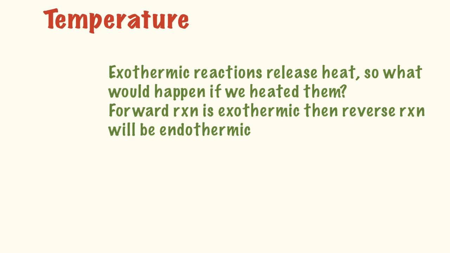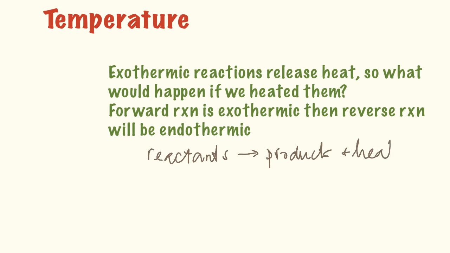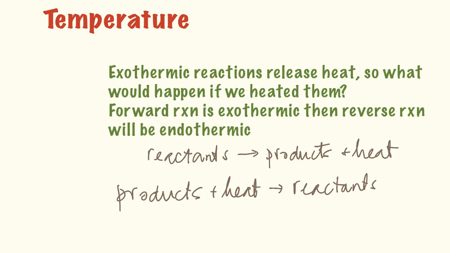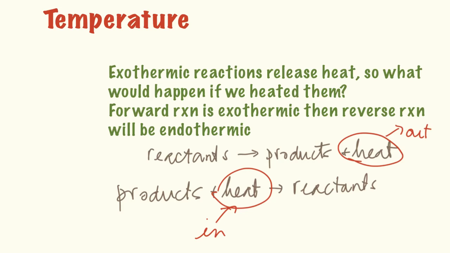We see that our exothermic reaction, as written, is reactants making products plus heat, and if we reverse it, then in this case heat comes out. In this case heat goes in. Is that making sense now? I hope so. I really do hope so, because it is a difficult topic. If not, maybe you need to go through this again.